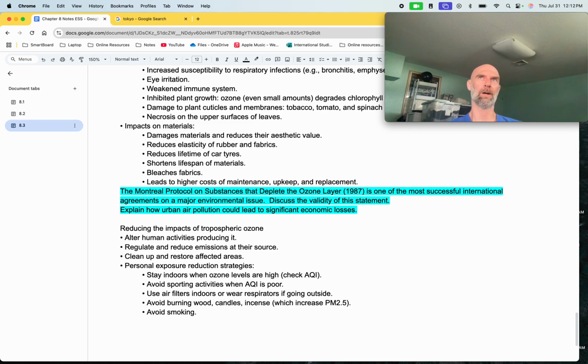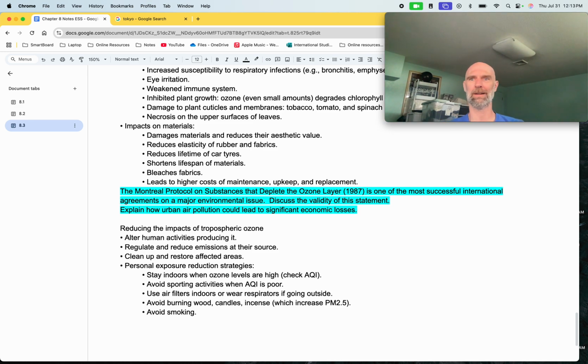Talk about how, because people get sick, healthcare costs go up. Also, if you're sick from all this air pollution, you're not working. If you're not working, you're not producing. If you're not producing, you're not making the economy money. Talk about how you have early deaths and how that really affects the workforce.